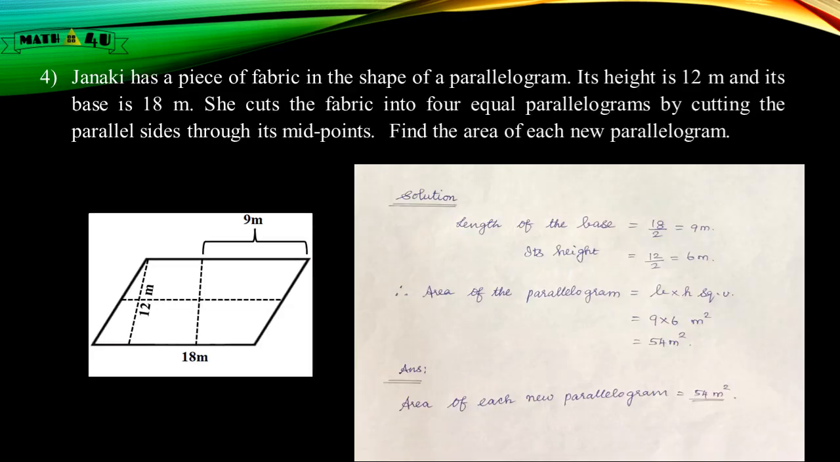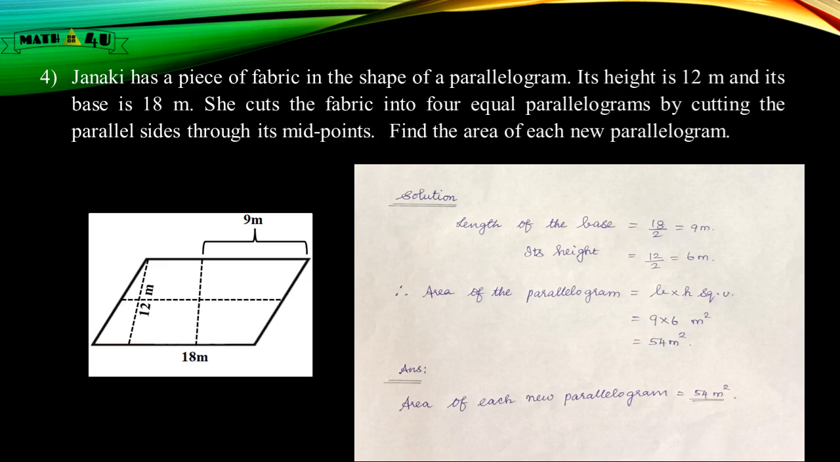Janagi has a piece of fabric in the shape of a parallelogram. Its height is 12 meter and its base is 18 meter. She cuts the fabric into 4 equal parallelograms by cutting the parallel sides through its midpoints. Find the area of each new parallelogram. We want to find the area of each new parallelogram.